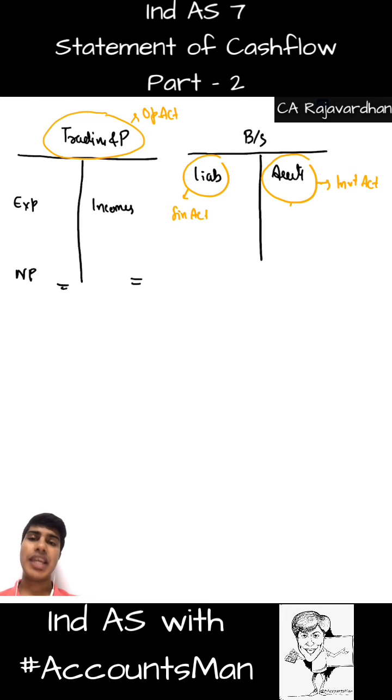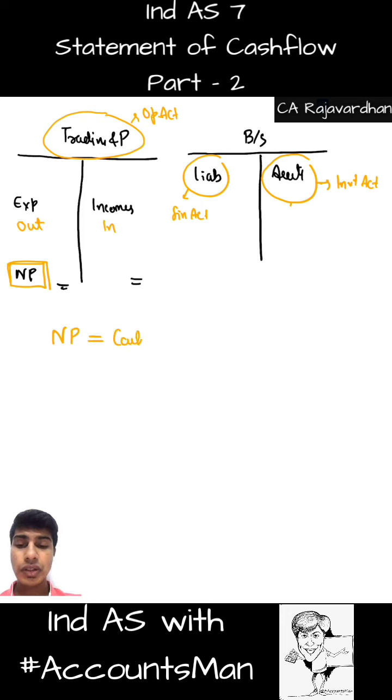So instead of taking my cash book and identifying cash inflows and cash outflows from operating activity, where cash inflows mean incomes and cash outflows mean expenses, why can't I straight away take my net profit as cash flow from operating activity? So can I say net profit is equal to cash flow from operating activity? Can I make this statement? Actually, I cannot. Why? There are a few items in our net profit which are not part of our cash flow from operating activities.